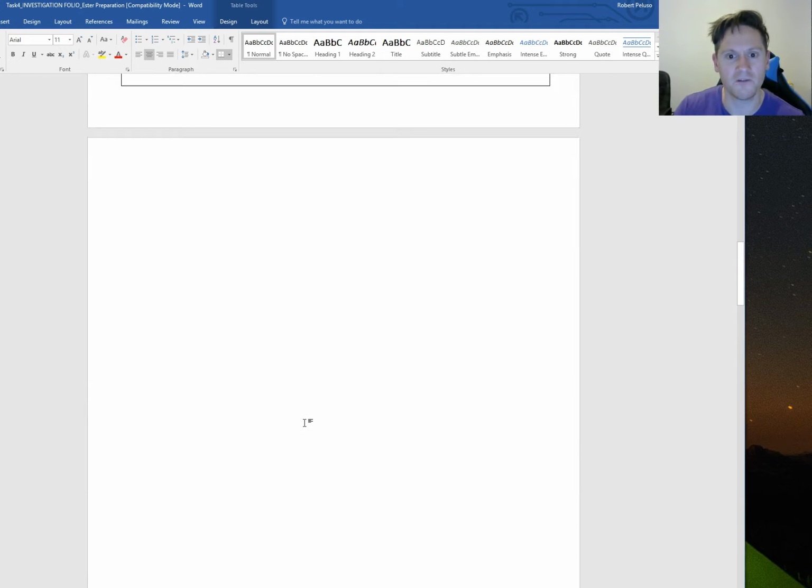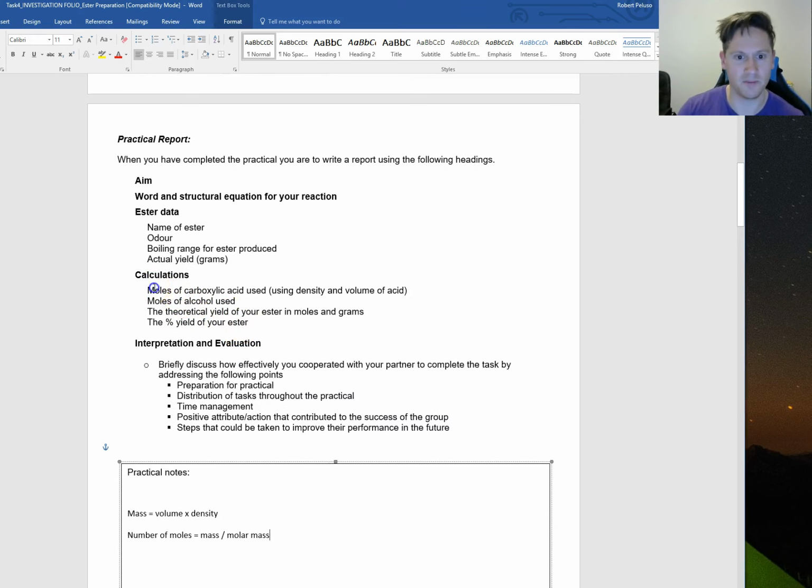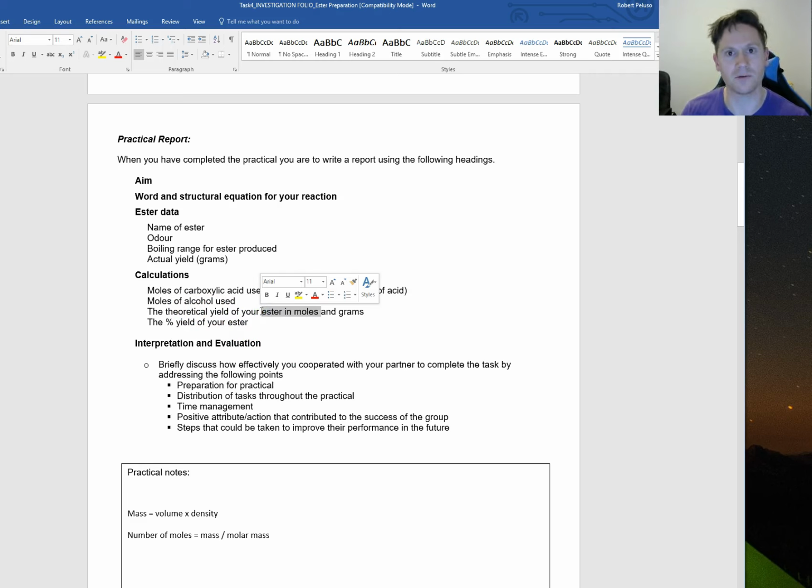Okay. From that mass, we can obviously calculate our number of moles, which is using mass divided by molar mass. Okay. Once we've calculated the number of moles of both, we use the equation and mole ratios to calculate the theoretical number of moles of ester and convert that number of moles into a mass, which is in grams. Okay, so moles and grams.